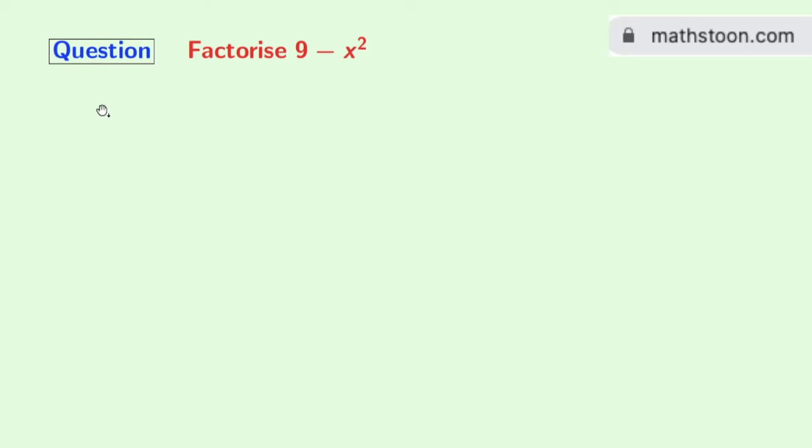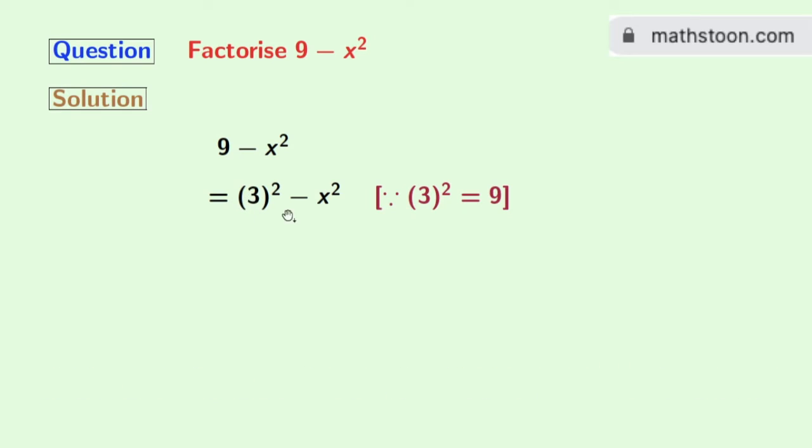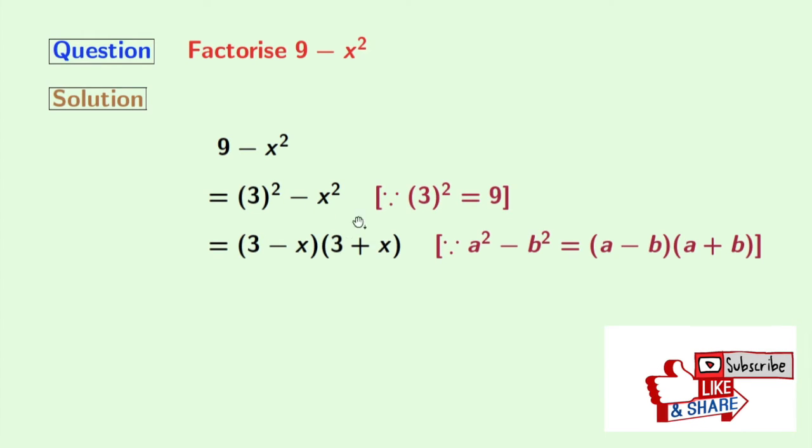So let's start. Our given expression is 9 minus x square. Now we will rewrite this expression as 3 whole square minus x square. As we all know that 3 whole square is 9. Now look that this is in the form of a square minus b square, where a is 3 and b is x. So we can now apply the formula of a square minus b square in this expression.